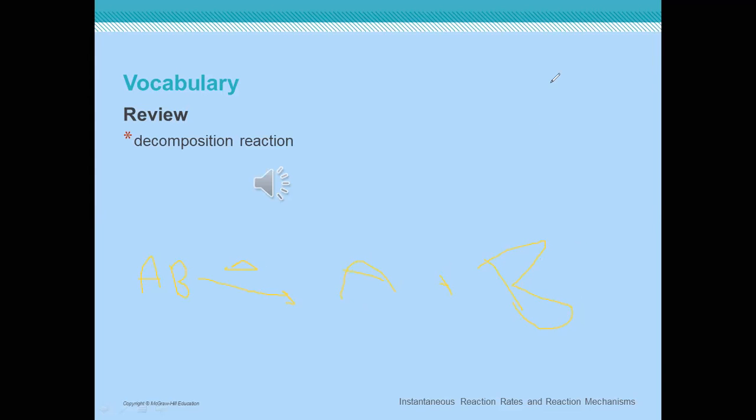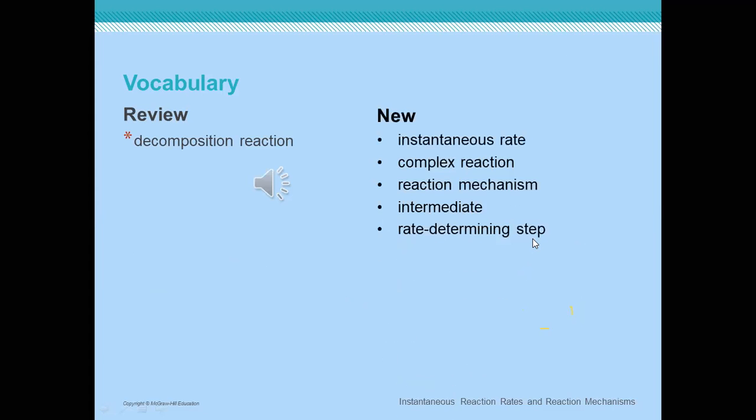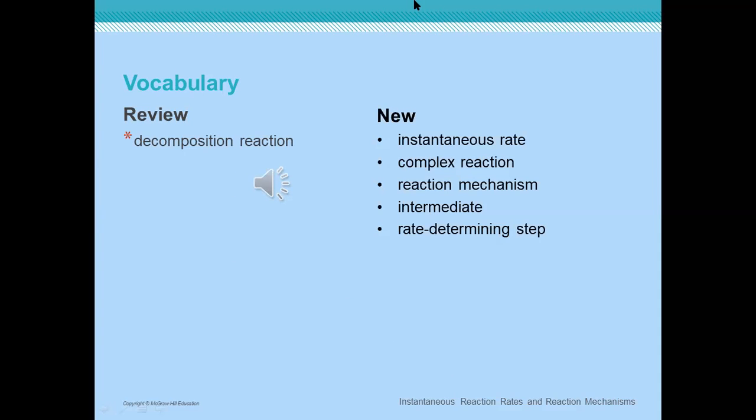After that, the vocabs that you are going to study. Number 1. New: instantaneous rate, complex reaction, reaction mechanism, intermediate, rate determining step. Can you read, Walid, first 3? Instantaneous rate, complex reaction, reaction mechanism, intermediate, rate determining step.